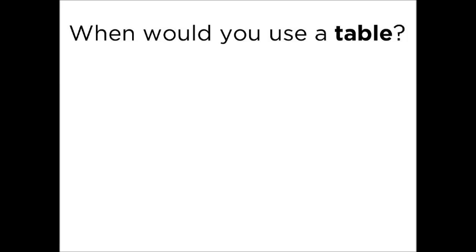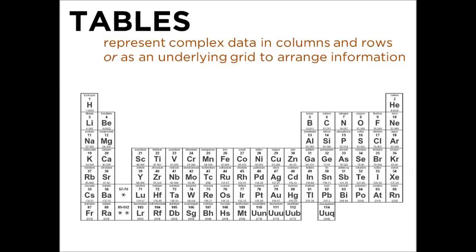When would you use a table? There are two instances when you would use a table to organize information. The first is to represent complex data in columns and rows, and that's when a table is working as a data display. And that's how we're most used to seeing tables used. The second reason for using tables in a document is to create an underlying grid to arrange information. And the most familiar example of this is the periodic table.